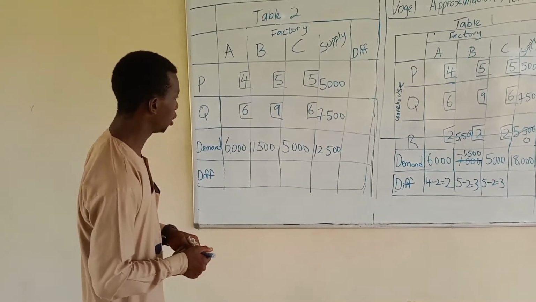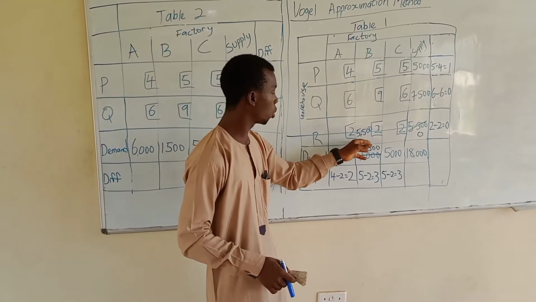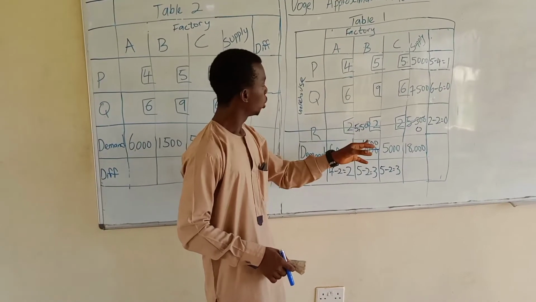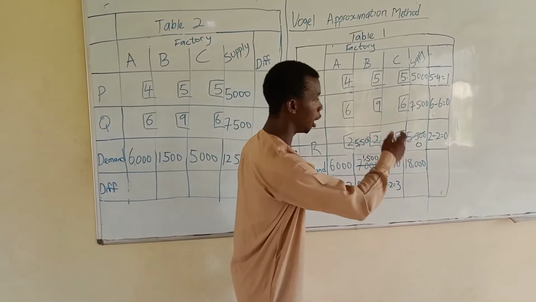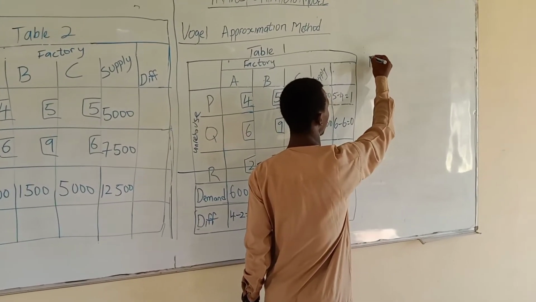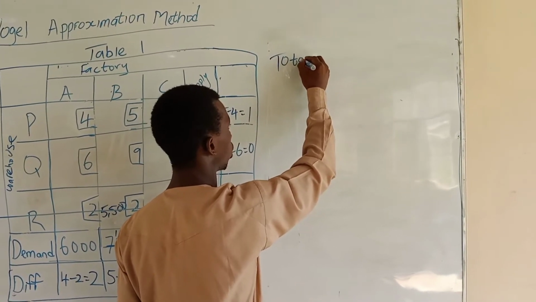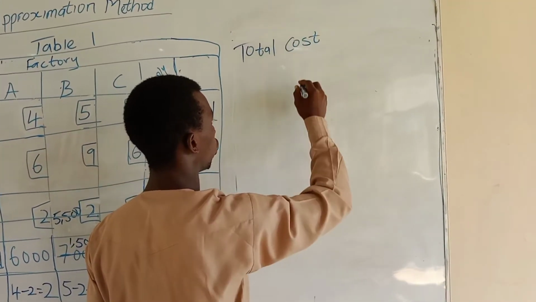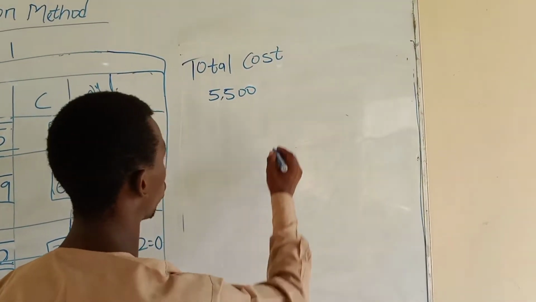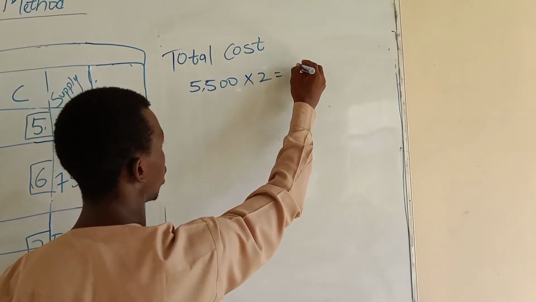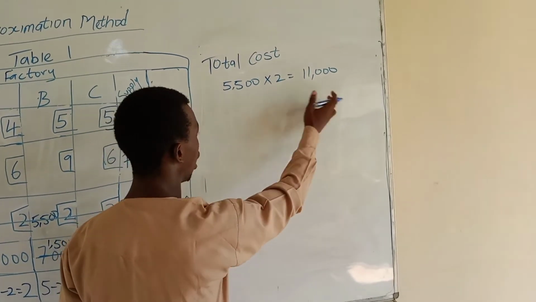Now, let's go again at it. Before we move to look for the difference, remember that we have allocated to R, and we need this to calculate our total cost. So it is much more advisable for us to bring it out here. So let's come here and allocate this 5,500. Total cost, we have 5,500 times the cost unit 2. That's 11,000. As soon as we allocate others, we bring them here before we add them together.